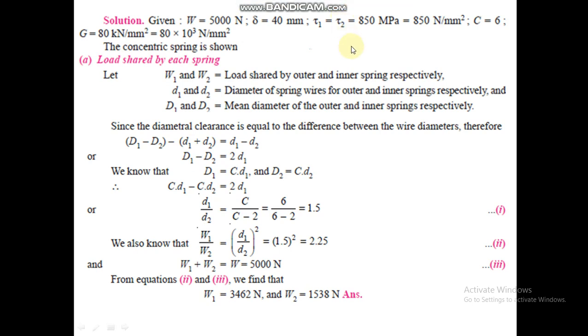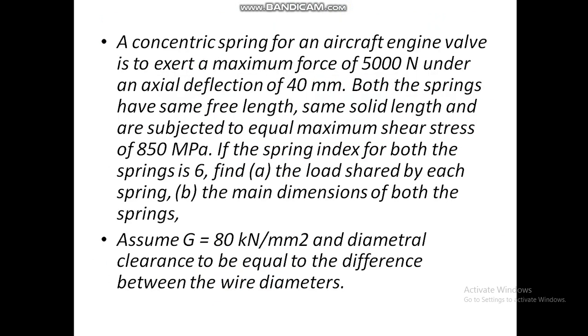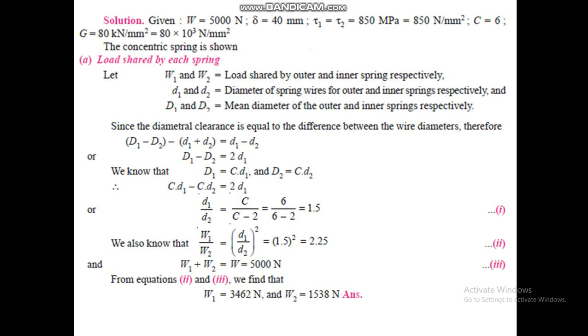Hello students. So this is Springs part 6. In the previous video we were discussing this question. We have written the given data and we were talking about diametral clearance, that is d1 minus d2 minus d1 plus d2. It is given to us the difference between the wire diameters, that is d1 minus d2.